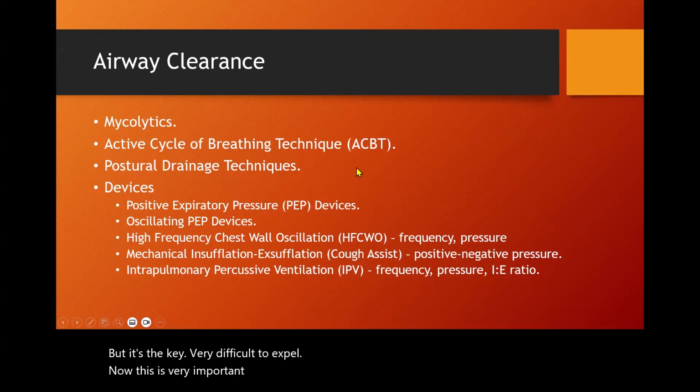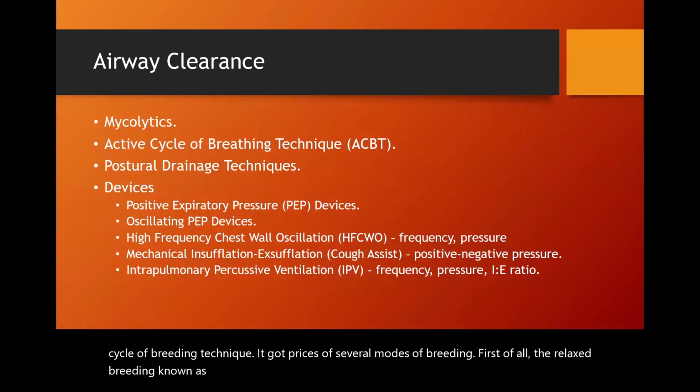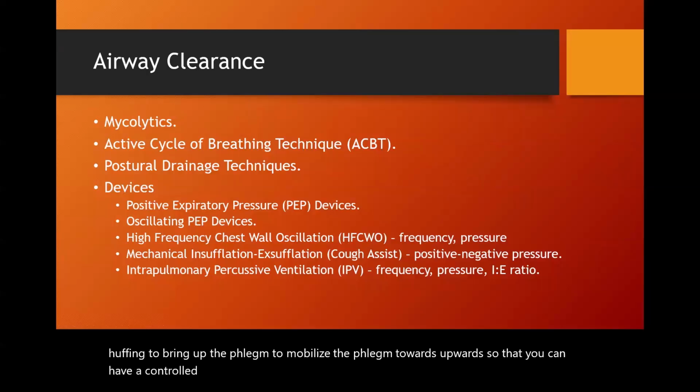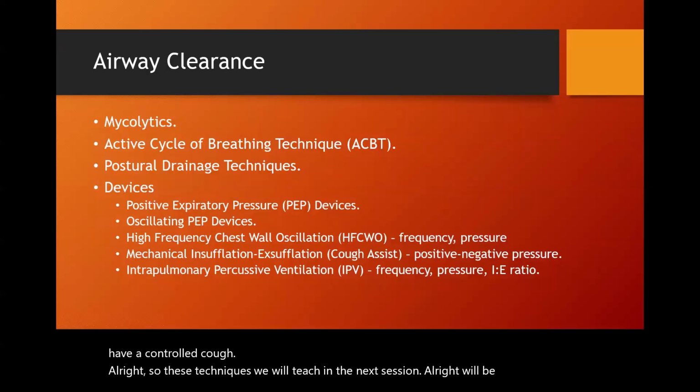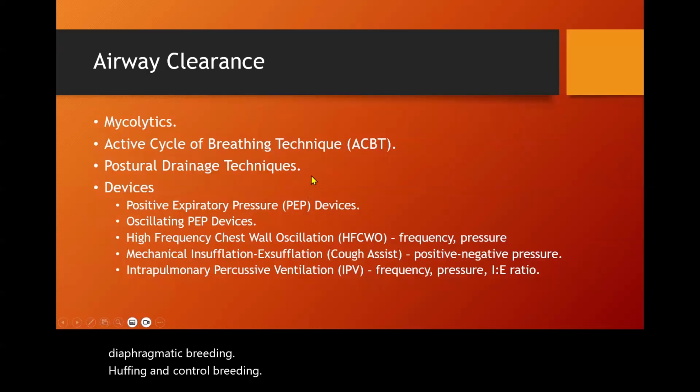Now, this is very important: active cycle of breathing technique, ACBT. It comprises several modes of breathing. First of all, relaxed breathing, known as diaphragmatic breathing, slow, relaxed breathing. And then you have the huffing to mobilize the phlegm upwards, so that you can have a controlled cough. These techniques we will teach in the next session: diaphragmatic breathing, huffing, and controlled coughing. The postural drainage techniques we have seen already.